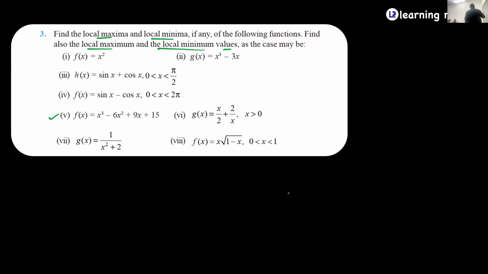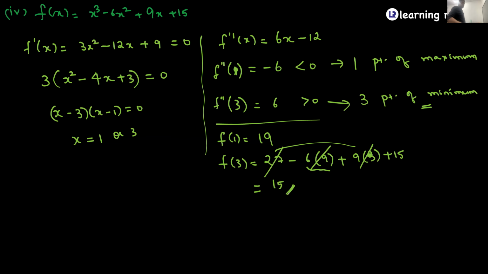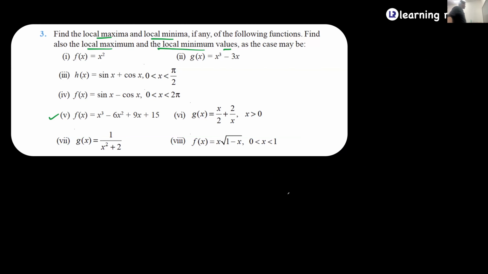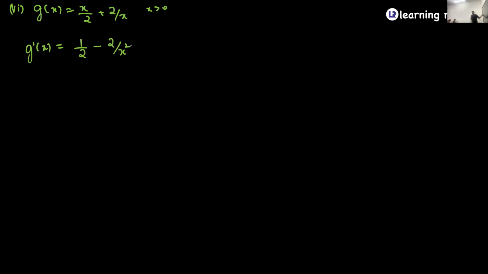So next question is g of x is equal to x by 2 plus 2 by x, where x is greater than 0. G of x is equal to x by 2 plus 2 by x, where x is greater than 0. Okay. So what is g dash of x? It is going to be half minus 2 divided by x square, because the derivative of 1 by x is minus 1 by x square.